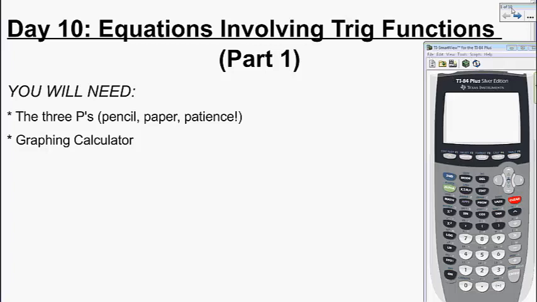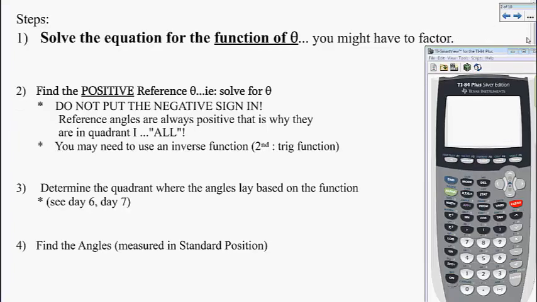Welcome to Day 10, Equations Involving Trig Functions. You will need the 3 P's: a pencil, paper, and patience, as well as a graphing calculator. In today's lesson, we are going to talk about solving equations that have trigonometric functions in them.